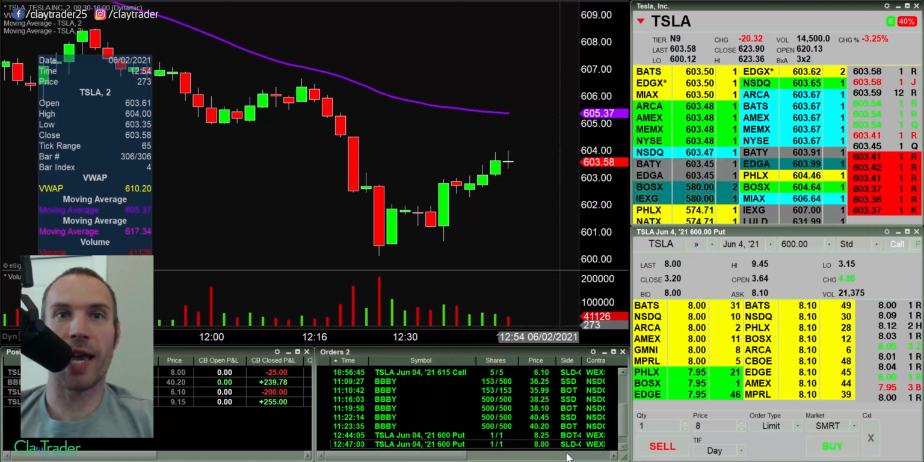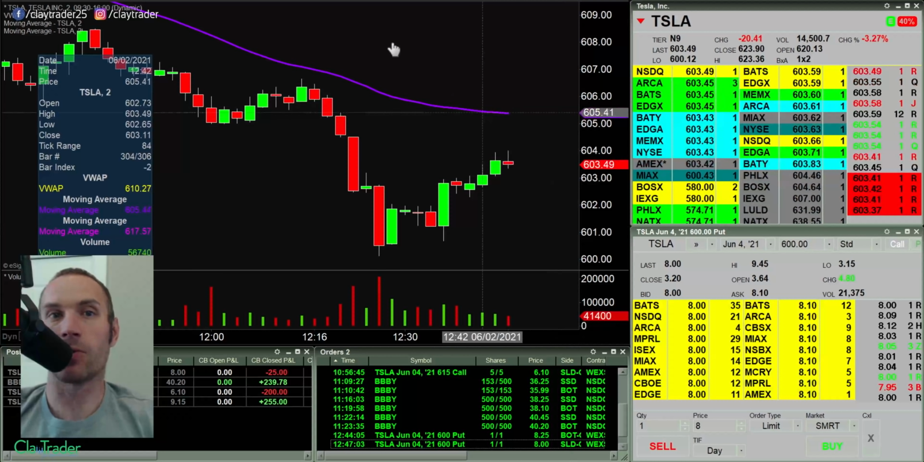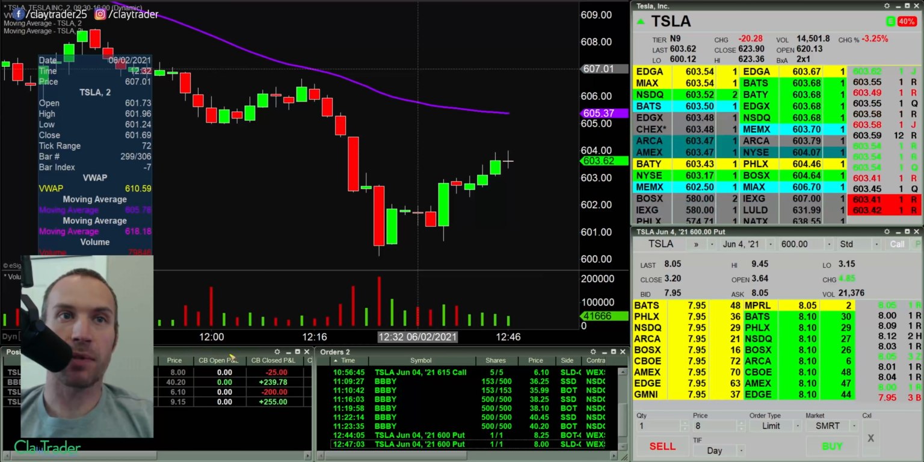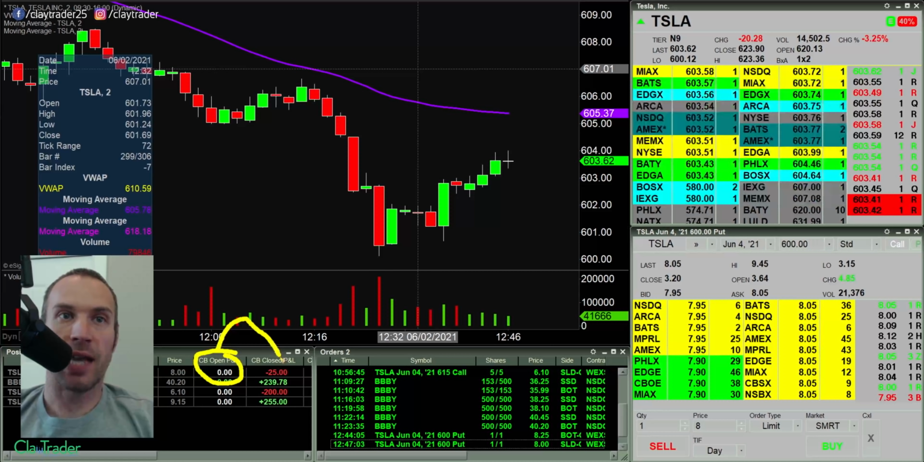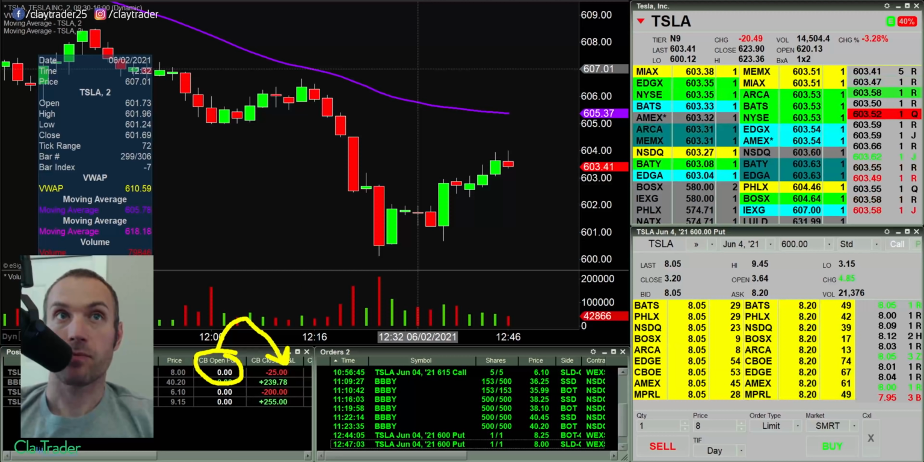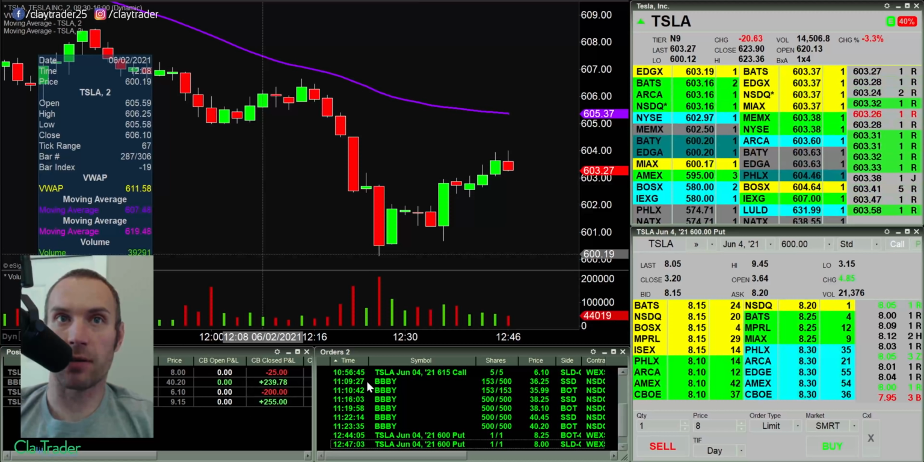So all out there at $8 on the contract, which now you can see that number has stopped fluctuating and it has now moved over there, meaning I lost $25 on that trade. So that is how the order box all works.